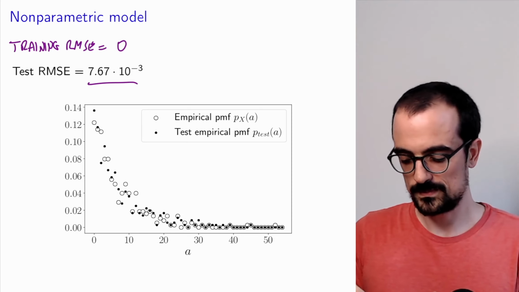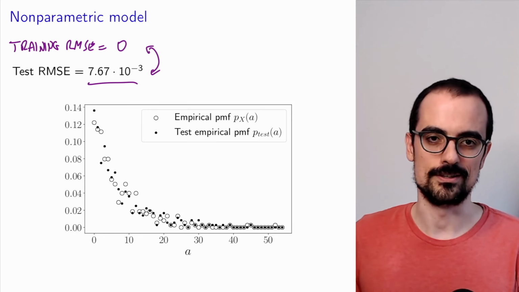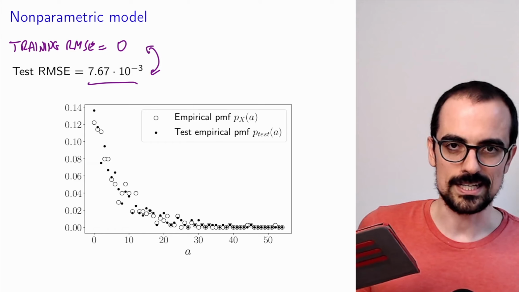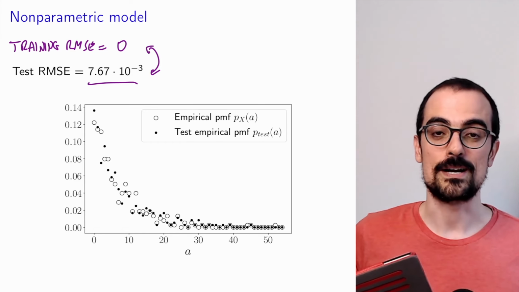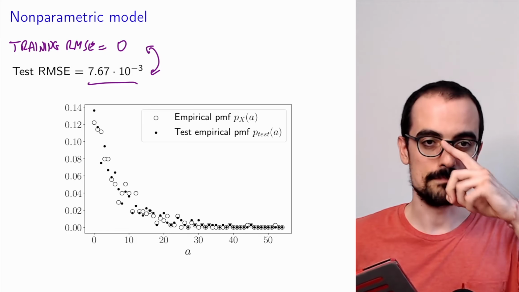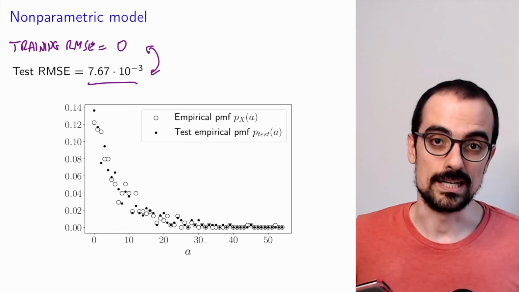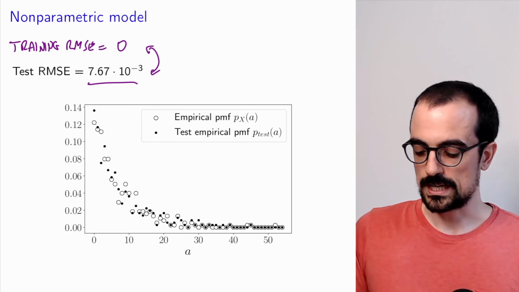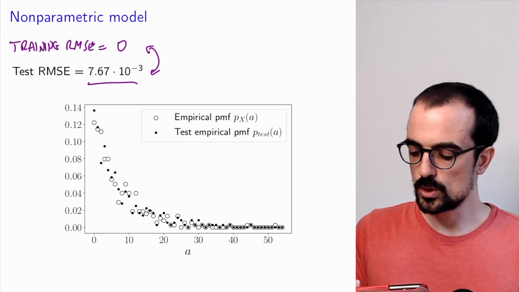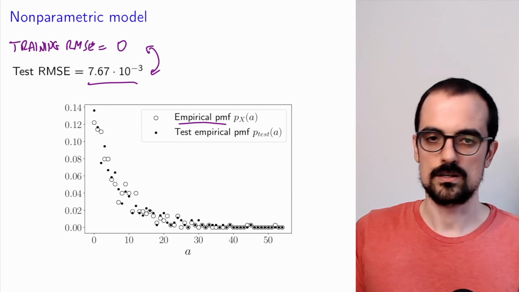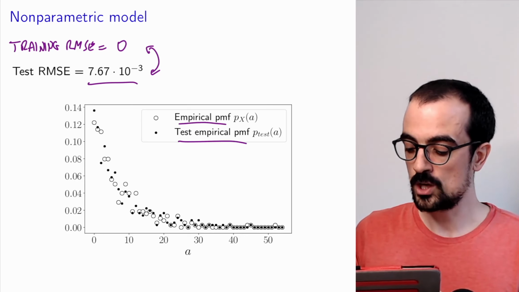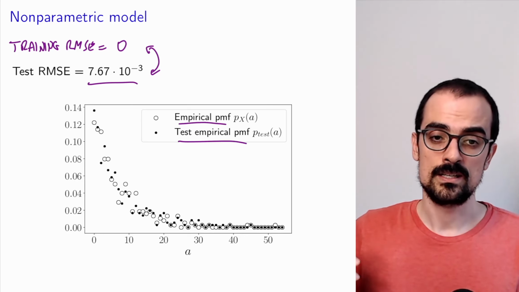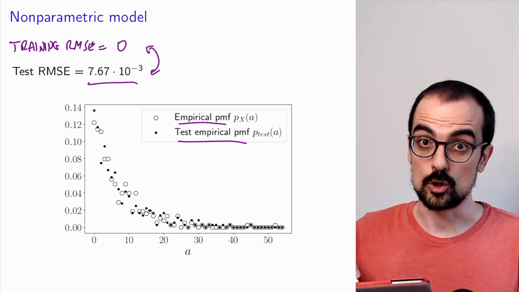Okay, so these two numbers are definitely quite different. It seems that you're fitting the training data much better than the test data. We shouldn't really hold this against the non-parametric model because by definition it's going to fit the training data perfectly. Okay, here, when we compare the empirical PMF obtained from the training set and the test empirical PMF, we see that indeed the empirical PMF is quite noisy.